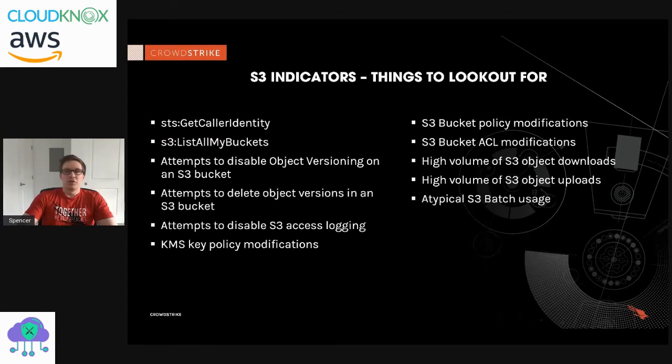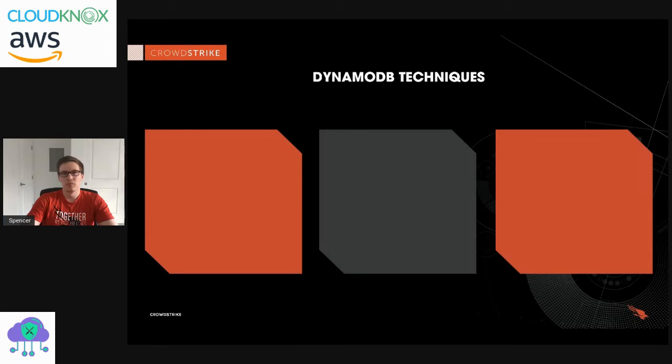Atypical S3 Batch usage. Like I talked about before, S3 Batch could be used for the cross-account KMS key method. So if you don't use S3 Batch at all, and then all of a sudden you see some jobs kicked off, that could be alarming, and maybe you can stop those jobs before they complete and fully take control of your data. GuardDuty alerts, again, those are great to look into, and just great in general in terms of identifying compromise in your environment.